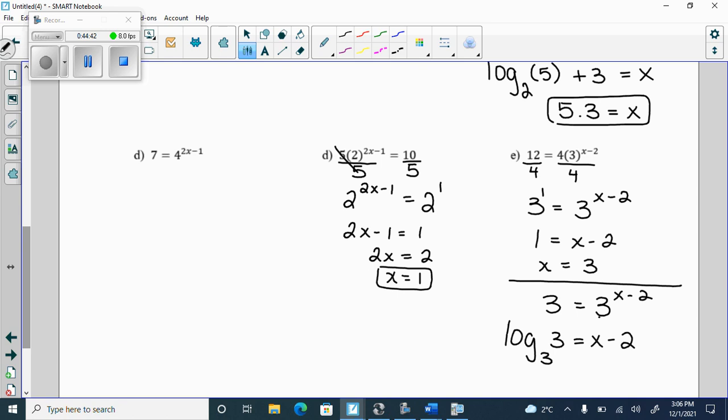And what's log base 3 of 3? No, 2. What? 1. It's just 1. So it's still x equals 3. Didn't change. I would always choose common base if given the option. Any day, any hour.